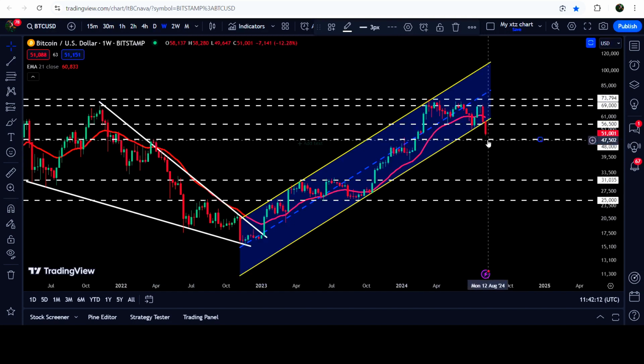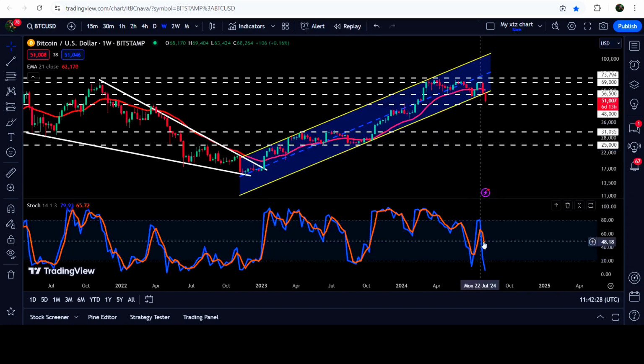If it is broken down, then we can see some further move to the downside, because breaking down this key support of $48,000 can increase the sell pressure. However, now we are very close to hitting the support. And at the same time, stochastic has again entered the oversold zone on this weekly time frame chart as well. Right now, this fast line has entered the oversold zone. The slow line, the orange line, is moving to the downside.